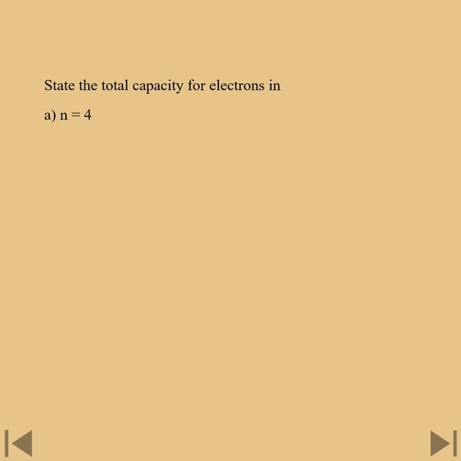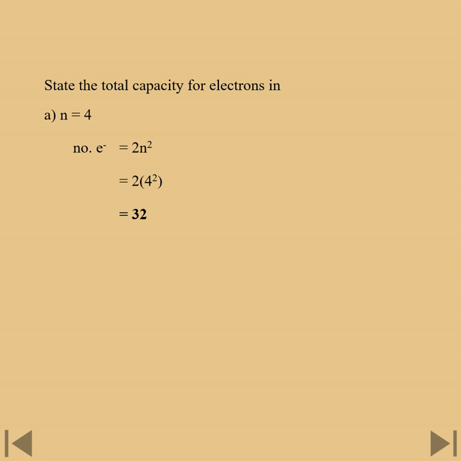State the total capacity for electrons in n equals 4. Well, the equation that relates the number of electrons to n is: number of electrons is equal to 2n squared. n is equal to 4, so twice 4 squared, or twice 16, for 32.